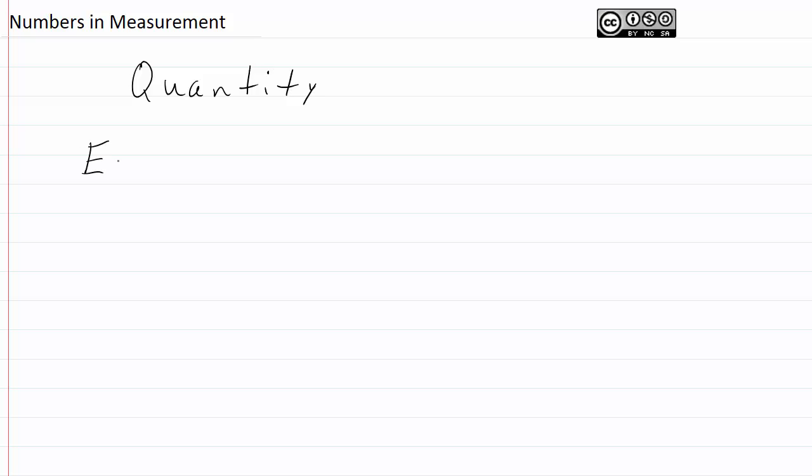Numbers can be exact. Okay, they can be perfect. 12 is a dozen. Okay, there's no question about how many's in a dozen. There's 12 in a dozen. There's not 11.9 or 12.03. Okay, it's exactly 12. So this is what we'd call an exact number.